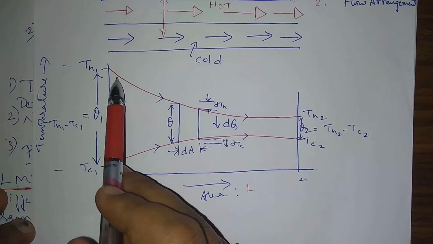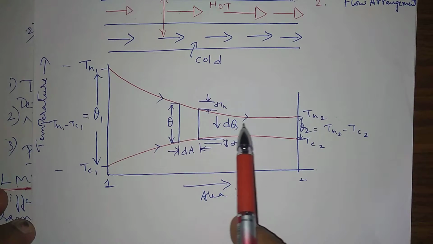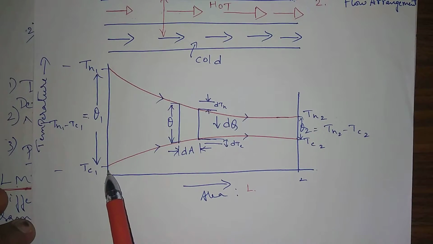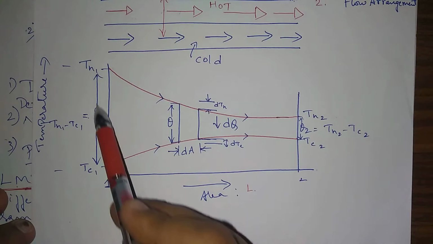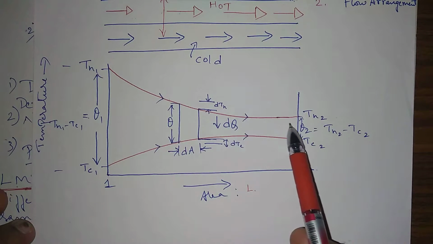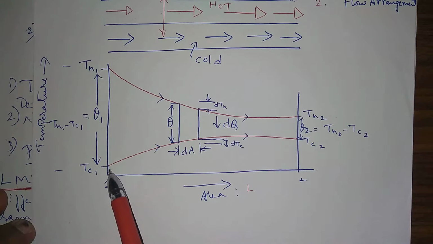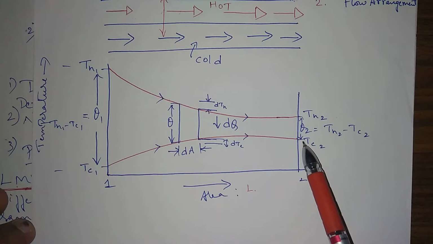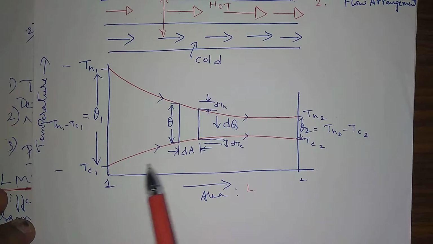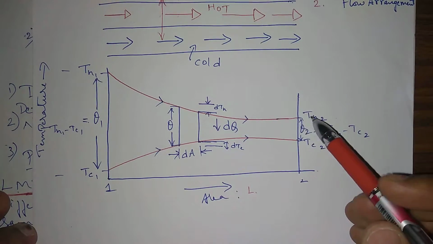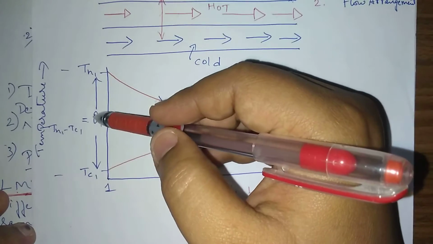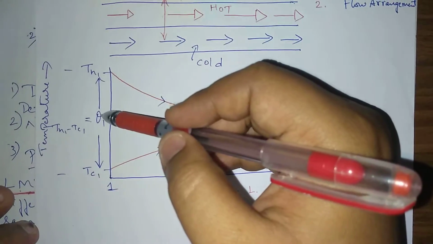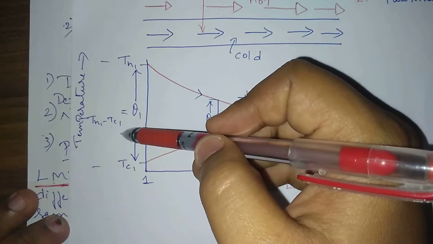Understood? You can see here this is the hot fluid which is entering at TH1. That is why it is at the top, at the higher temperature, and this is TC1, which is the low temperature. As it moves along the length of the heat exchanger, the temperature of the hot fluid is coming down. As it moves along the length, the cold fluid temperature is increasing compared to its inlet. So at the inlet we have one temperature difference, which we denote as theta1, that is, TH1 minus TC1.